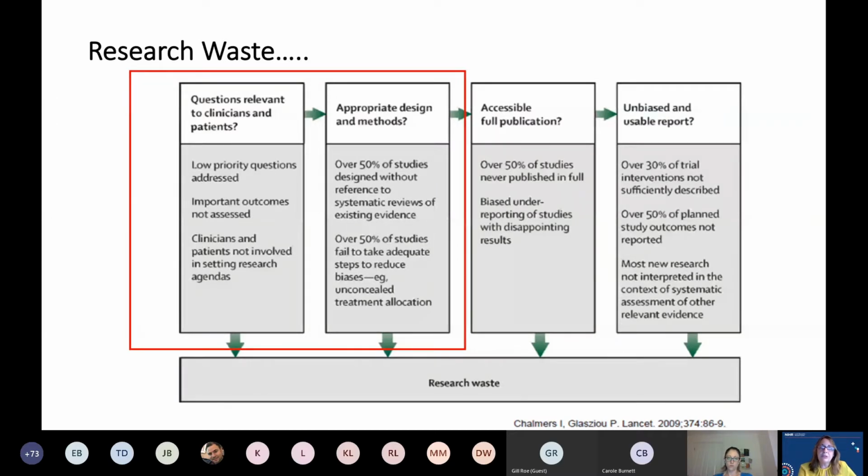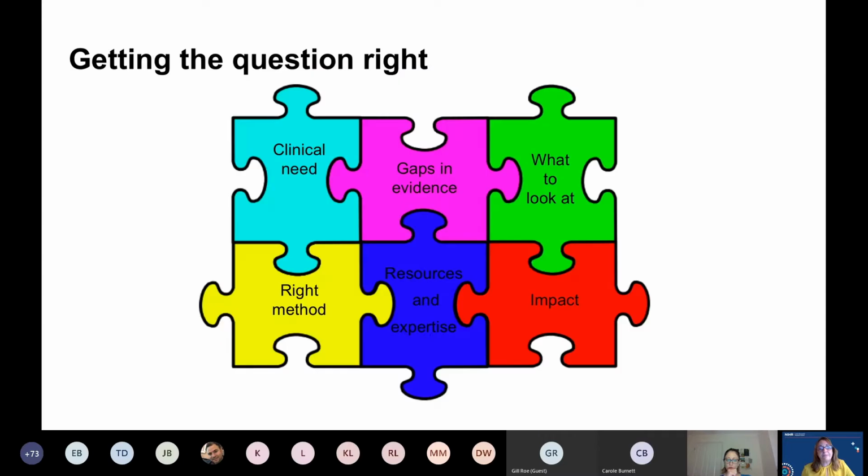But it's not surprising that when these researchers looked at what they called research waste, a lot of it was just people not asking the right questions, not asking questions that are important to patients or to clinicians, not even looking at the literature, and not doing things to make sure that the research methods were appropriate to answer the questions. So I want to focus a bit on that tonight.